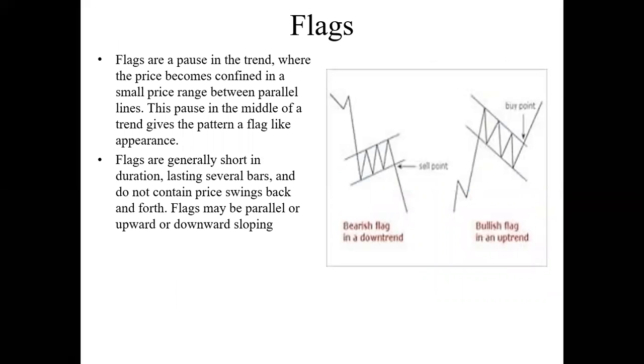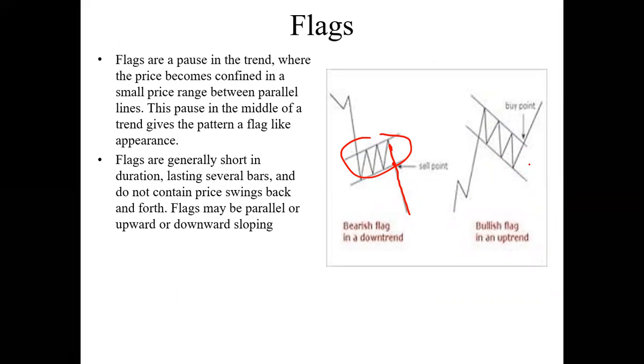Next are flags. Flags are a pause in the trend where the price becomes confined in a small price range between parallel lines. This pause in the middle of a trend gives the pattern a flag-like appearance. We can see in the chart that this is a bearish flag, in a downward trend. So this is a sell. Or again the market will start going on following, and this we can see as a flag.